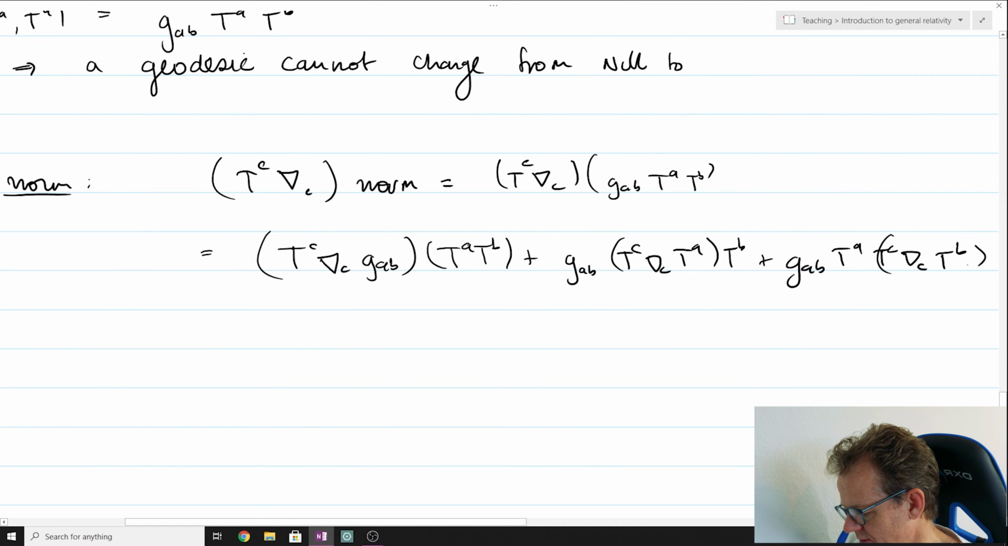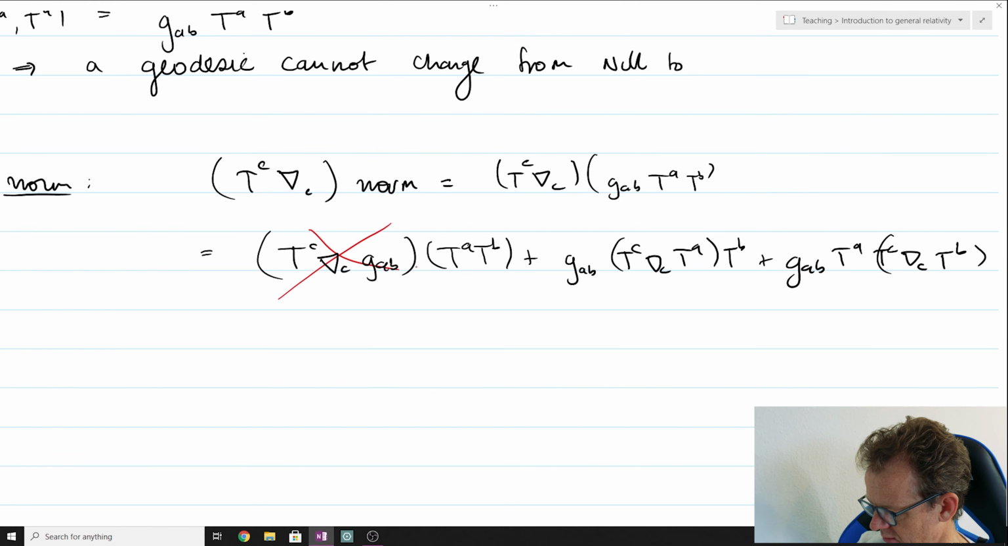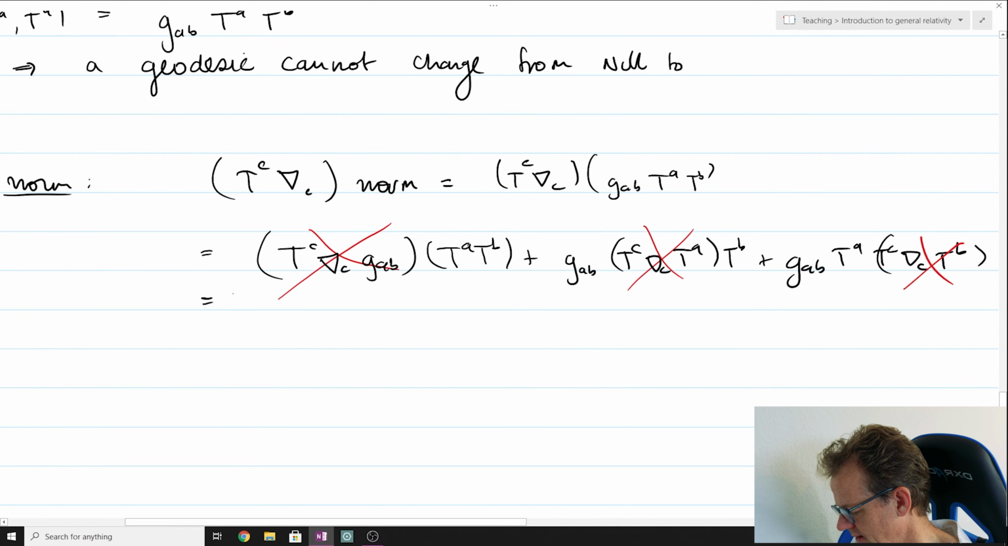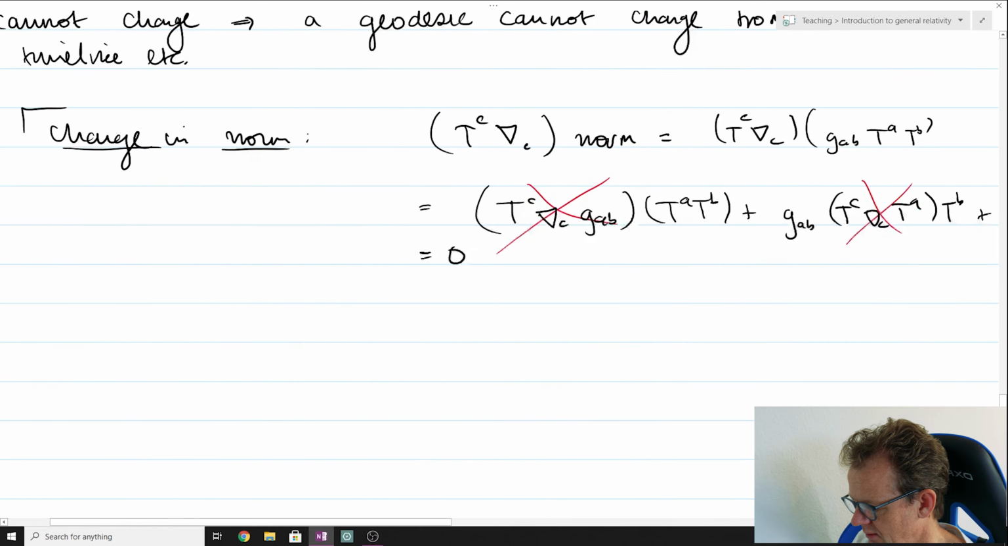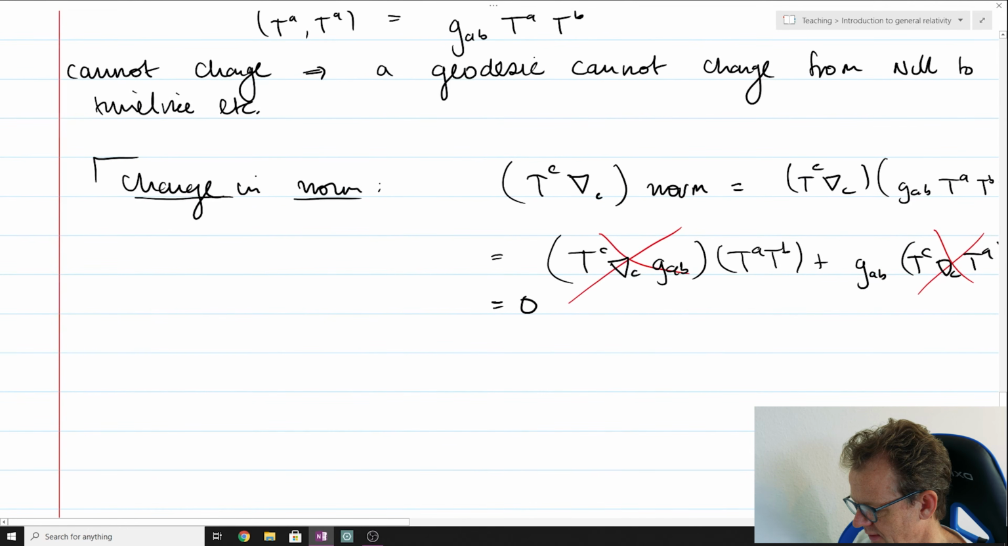So if you look at this, actually all three terms vanish, right? The first one vanishes because that's one of the defining properties of the derivative operator associated to a metric, namely that the derivative of the metric itself is 0. And now look, this term vanishes because T^a is parallel transported along itself, and the same goes for this argument here. So that's why when you parallel transport the tangent vector of a curve along the curve, the norm of the tangent vector cannot change.